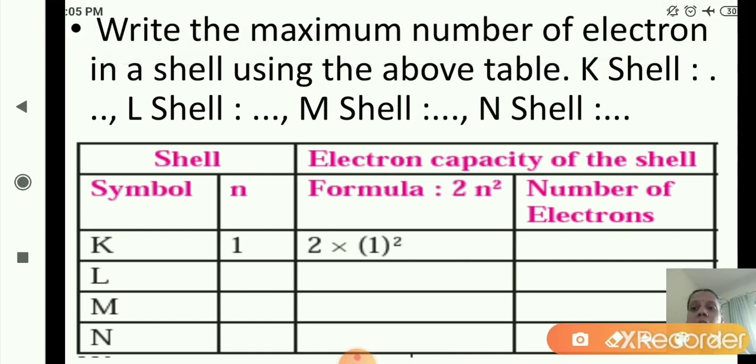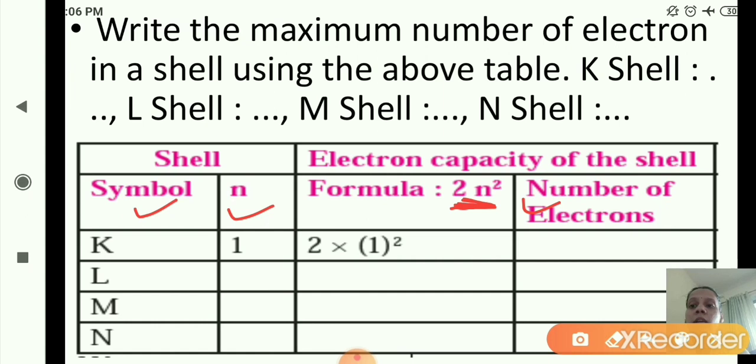Okay, so as you can see here, see the table now. First one, the symbol, is given. Second one, n, means the ordinal number of the shell. Then the formula, 2n square, means in that particular shell what is the capacity of that shell, the electron capacity, how many electrons will accumulate in that shell. Next one is the number of electrons. Using this formula we will find out the maximum number of electrons in a particular shell.